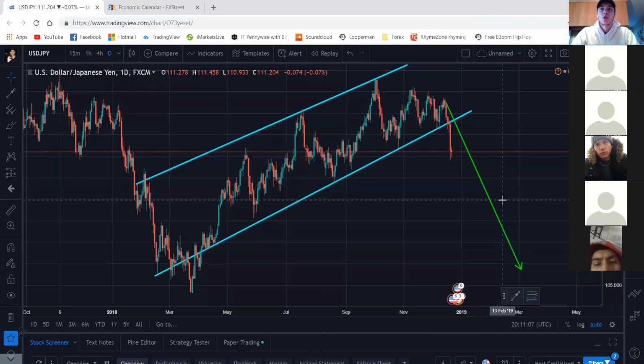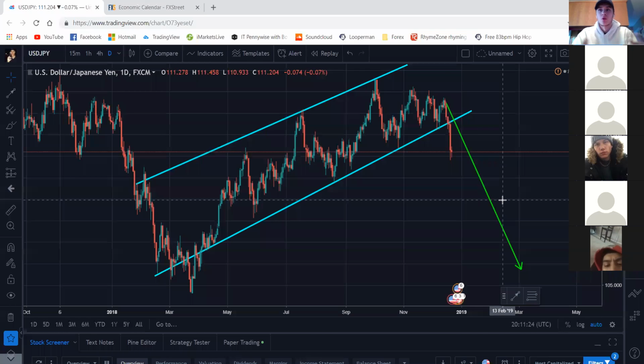But of course, be looking for entries when the market opens tonight to sell USD JPY, to sell USD CAD whenever it hits a resistance or a demand zone, and to be buying EUR USD and GBP USD. Now that's my view on it. That's how I see it playing out.